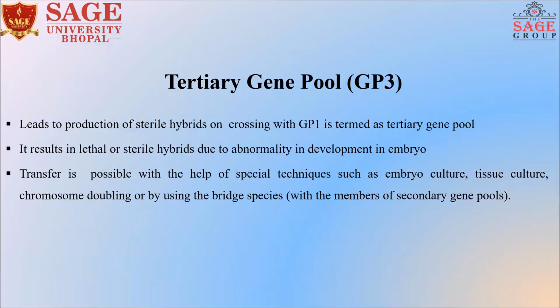The third one is the tertiary gene pool, or GP3. Here, genetic material leads to the production of sterile hybrids on crossing with GP1. If we cross this GP3 genetic material with the GP1 primary gene pool, and it leads to sterile hybrids, that is called the tertiary gene pool. The tertiary gene pool results in lethal or sterile hybrids due to abnormality in the development of the embryo.